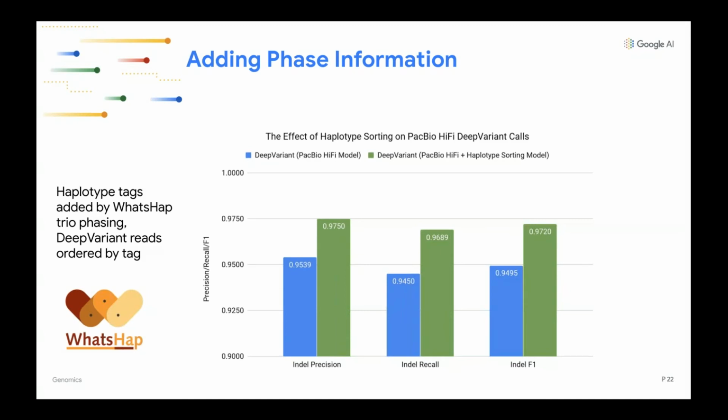Unfortunately, when we're running in the wild, we don't have access necessarily to haplotype tagged reads. So we're not able to have this particular benefit, but we're aware that this is something that we want to bring in to further improve the accuracy of DeepVariant.